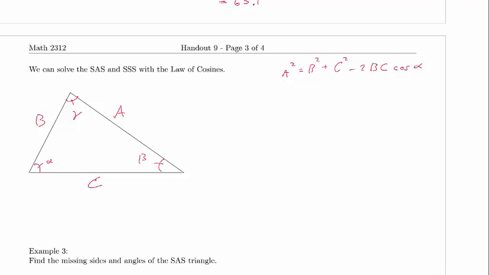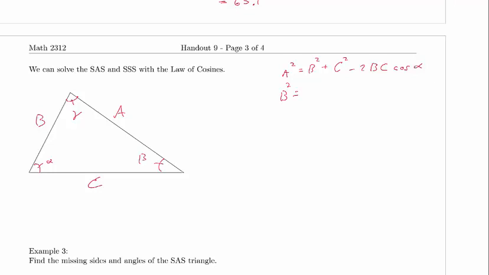So note that whatever angle you're looking at over here, the opposite side will be over here, and then the two other sides not associated with A will end up over here. Note that if alpha were a right angle, that is 90 degrees or pi over 2, then this breaks down into the Pythagorean theorem.